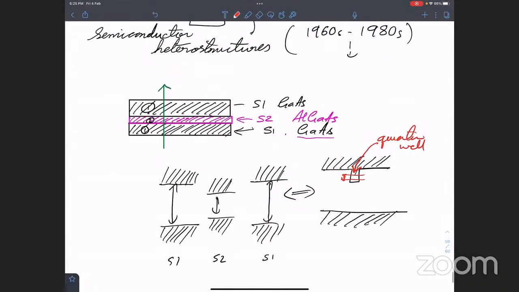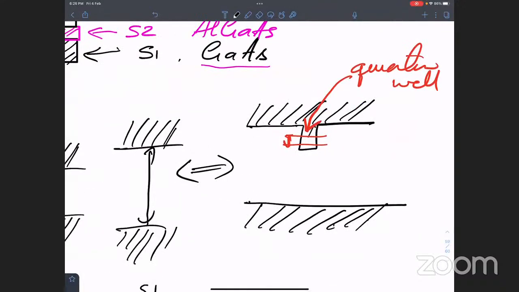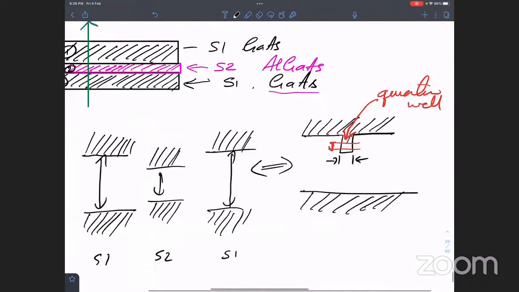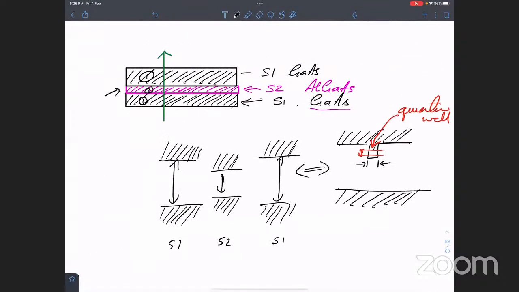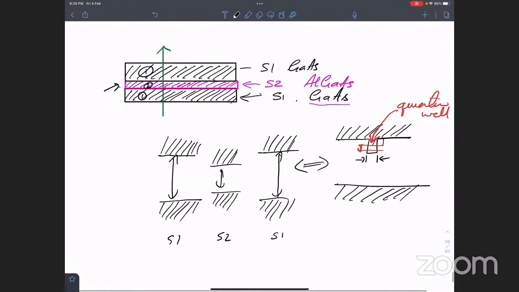What is the other nice thing? The other nice thing is that using this procedure, it is totally within my capability to adjust this. I can adjust the width of the well. How do I adjust the width of the well? By adjusting the layer thickness of the second layer. How do I adjust the height of the potential barrier? That is by the amount of doping that I do.